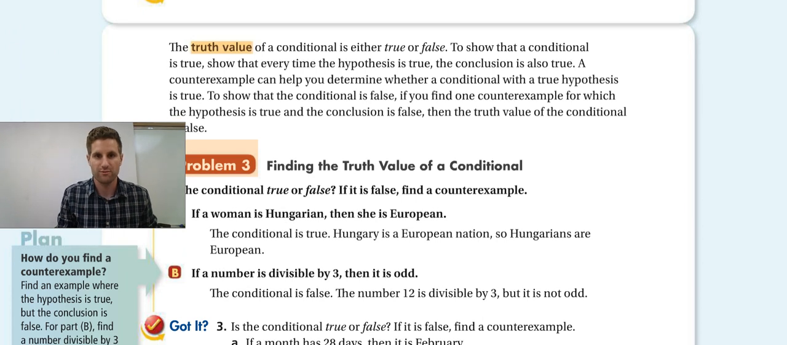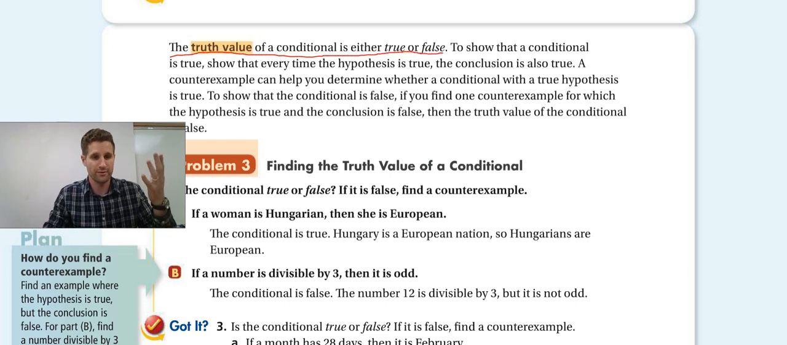Truth value. Let's go ahead and write this vocab down. This is a very simple one. The truth value of a conditional is either true or false. Not all the time do we get a truth value to be true for a conditional. Sometimes they are not true. So I could say, if it's raining outside, then you live in North Dakota. That is not a true conditional.